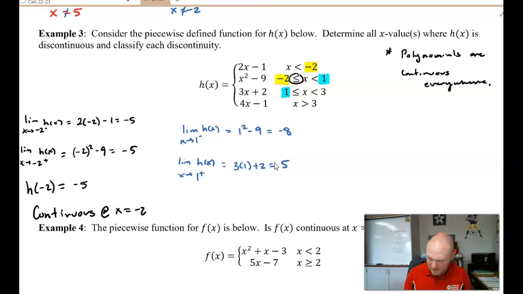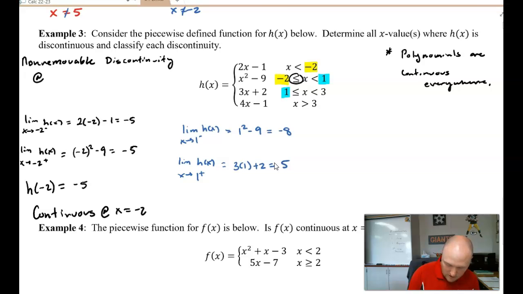at that value. So what do they say? They say determine all the x values where it's discontinuous and classify. So we can say, and this is a jump, right? Non-removable discontinuity at x equals 1. That's like my summary. Okay? This is a jump. If you wanted to add in here jump, you could go ahead and do that.